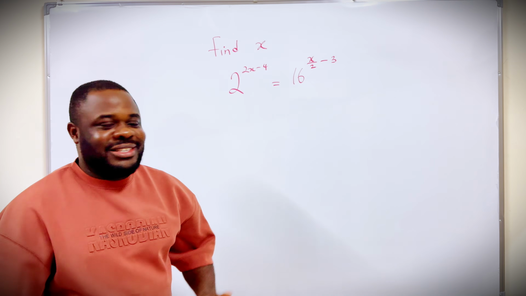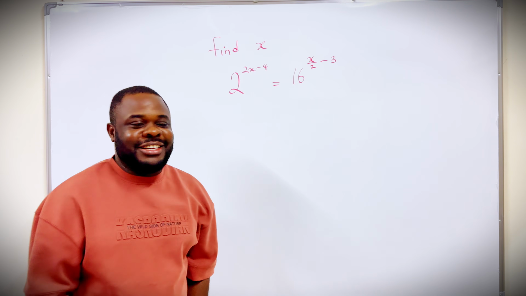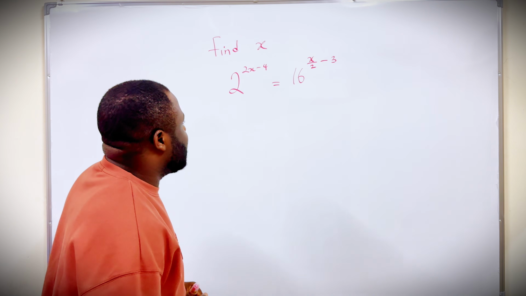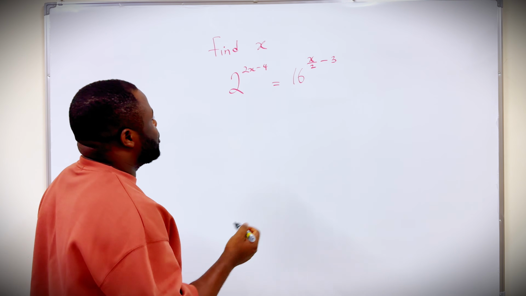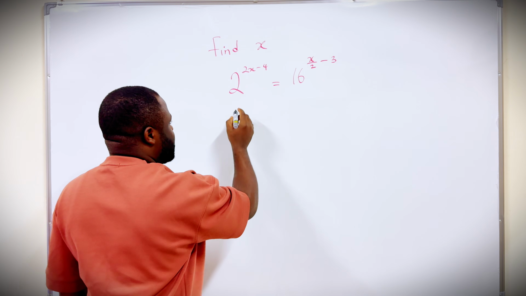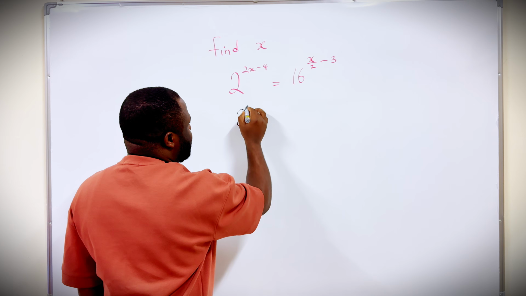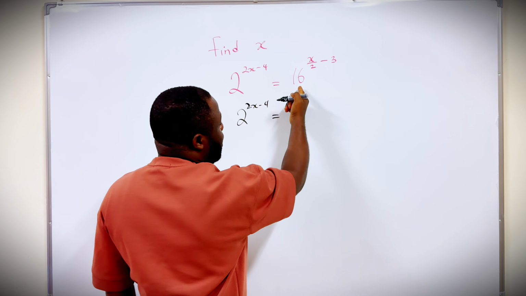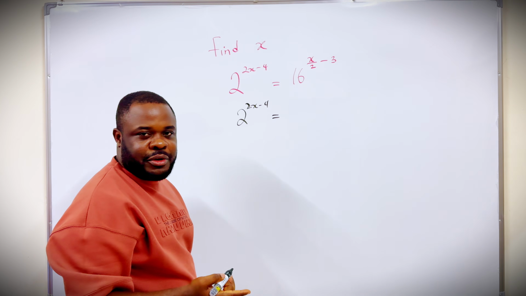So how can we find the value of x in this equation? So we know that this is an indices or exponential equation. So the first thing we need to do is to make the base the same, right? So we say 2 power 2x minus 4 equals 2 power 4, which is going to give us 16, right?